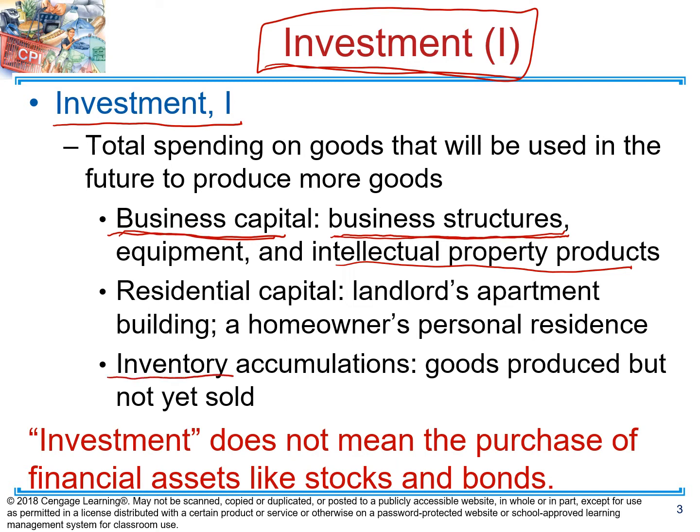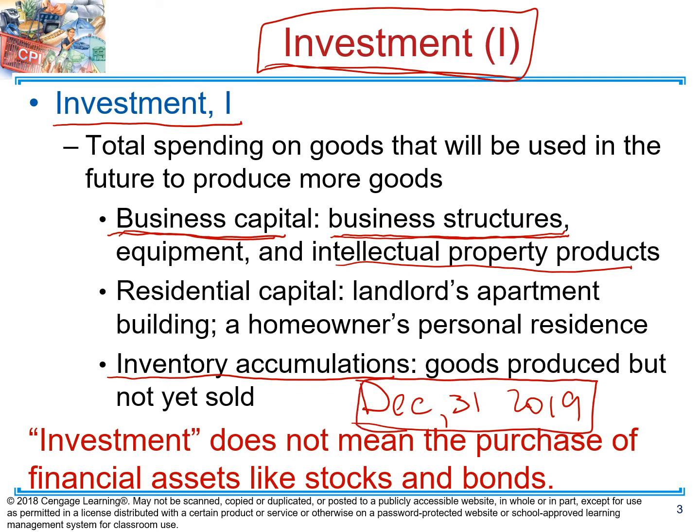Remember, we talked about inventory accumulation. For example, when Toyota Corporation produced a car on December 31st, 2019, most likely they are not going to sell this car, but we need to calculate it in the year 2019 GDP, isn't it? The company puts it as part of their inventory, and therefore the investment component of year 2019 is going to be affected by this transaction.